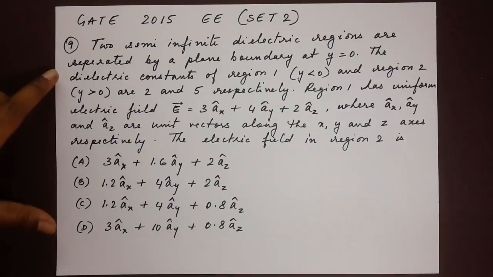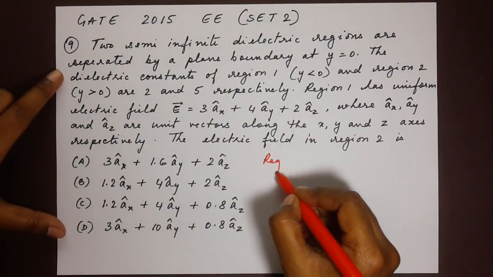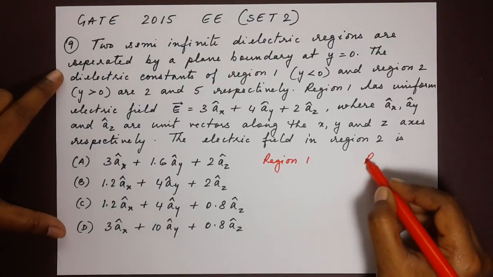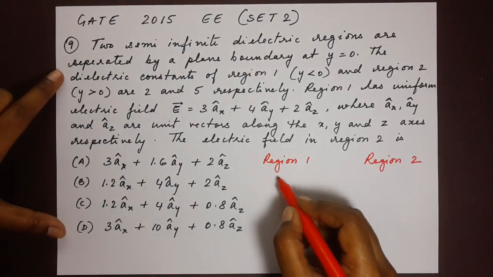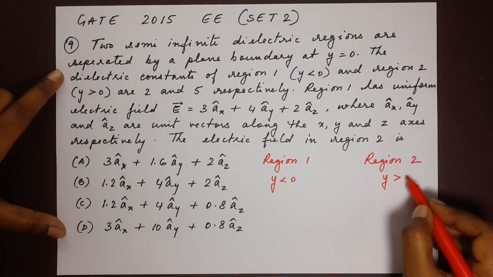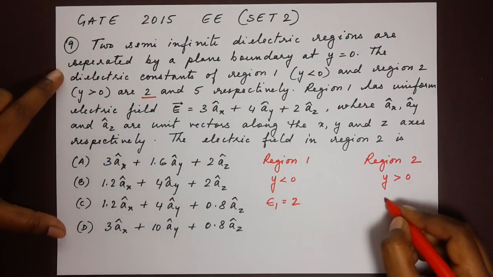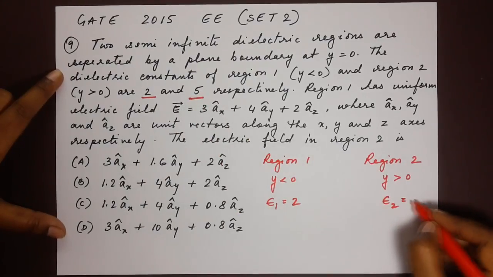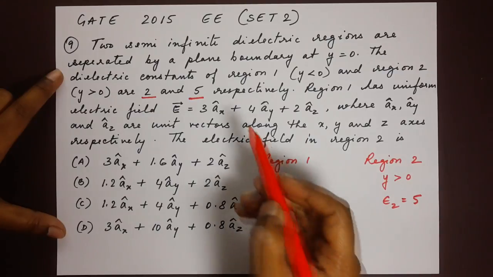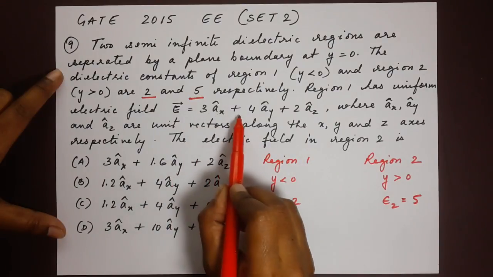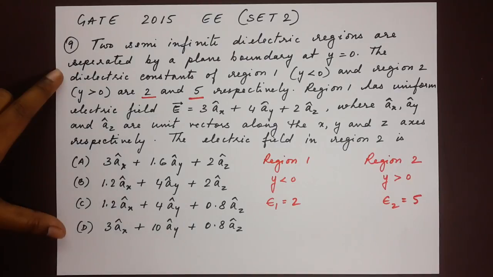Now, we have been given 2 regions, region 1, region 2. Here y is less than 0, y greater than 0. Epsilon 1 is given as 2, epsilon 2 is given as 5. Now we also have our electric field equation as 3ax plus 4ay plus 2az. In order to find the electric field in region 2, we will have to note 2 very important facts. Now this is with respect to wave propagation.